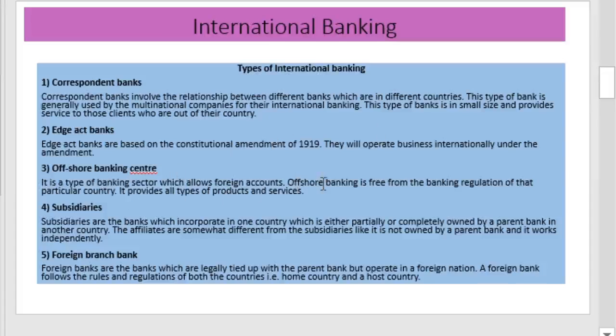Offshore banking centers means the services allowed in the foreign countries, but this won't be under the rules and regulations of that particular country. Subsidiaries are partially or completely owned by the parent country, but they will be functioning independently. Foreign branch banks are the branches of the foreign country, but they have to obey the rules and regulations of both home and host country.